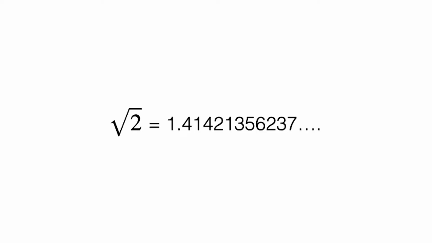So as we know, root 2 is an irrational number, which means it is a number where the decimal part of it is non-recurring and it keeps going on forever. And there are many such numbers which are irrational, and root 2 is one of them.